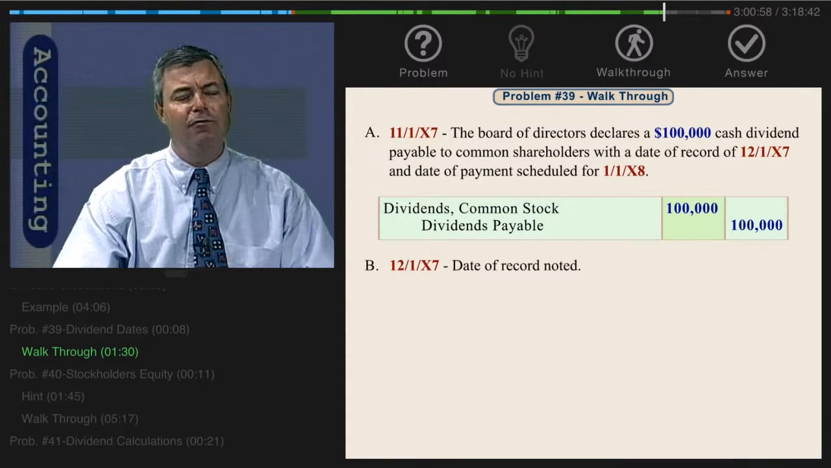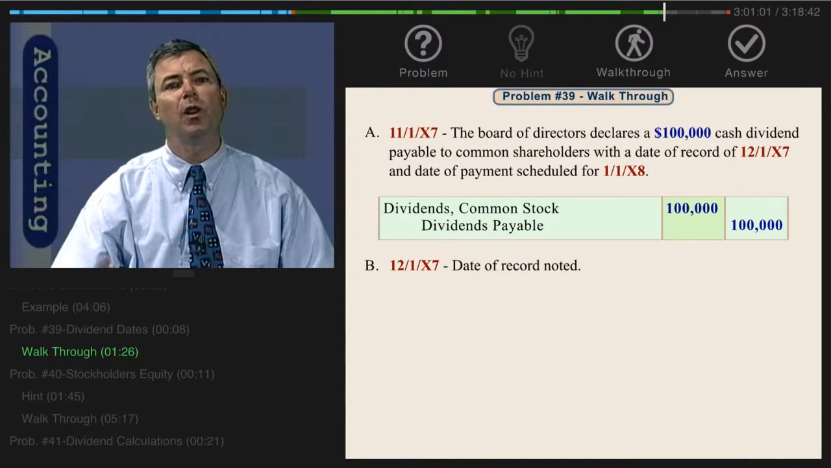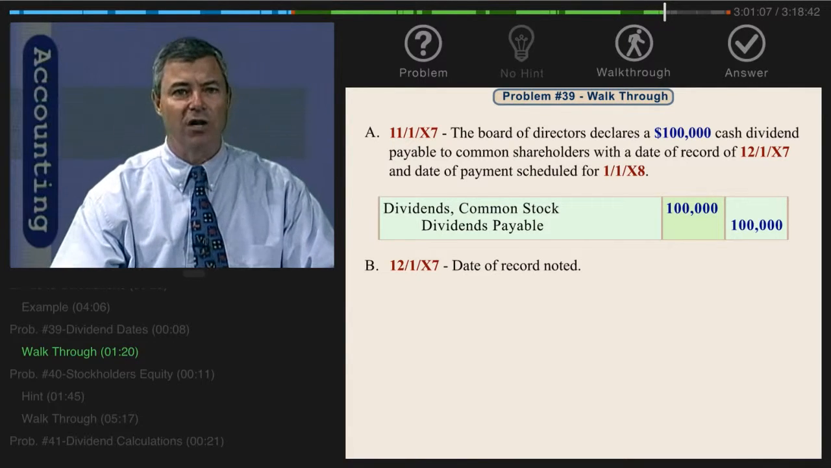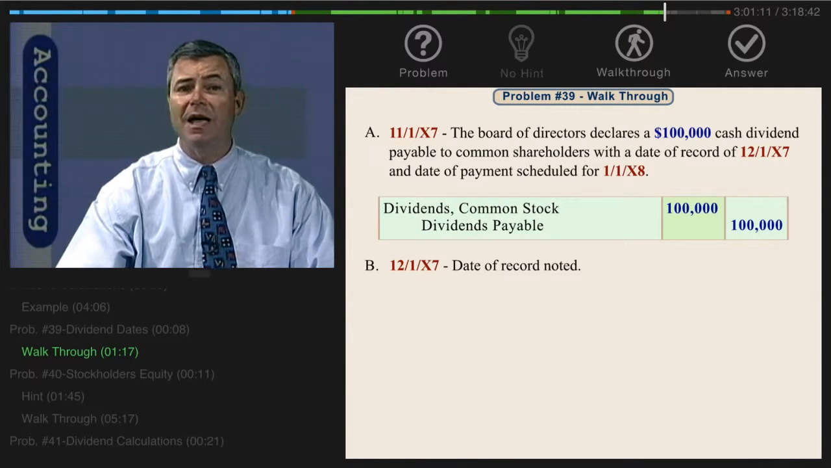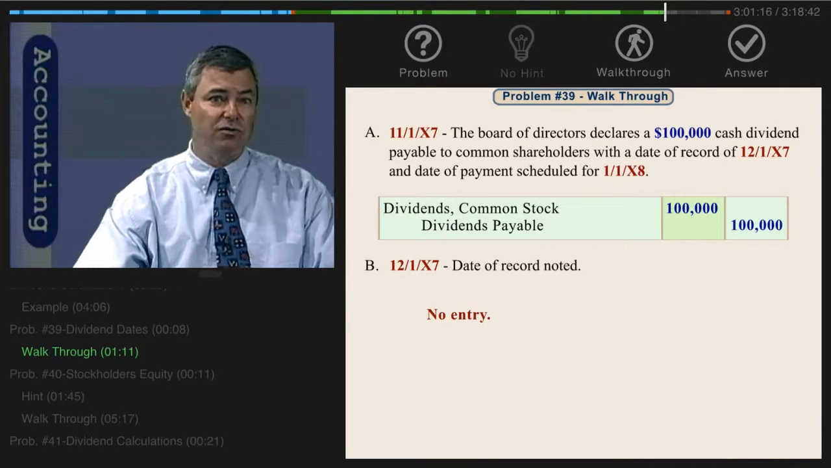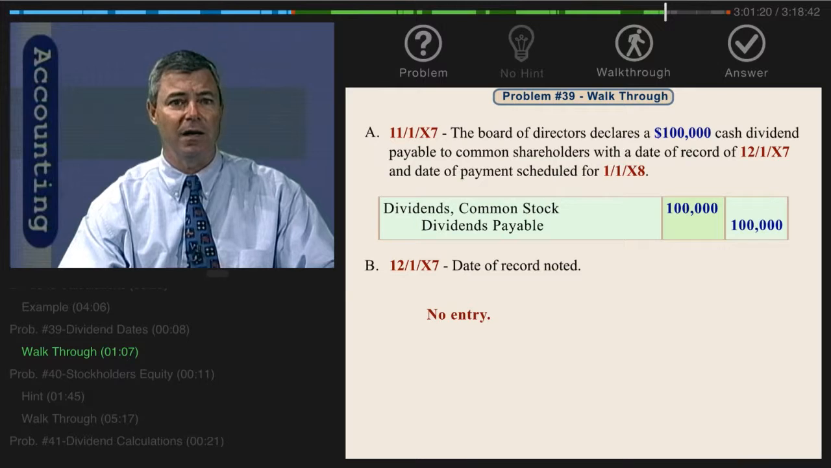The second date is the date of record. This is the date on which the ownership is established for who will actually receive the dividend on the common stock. Who owns the common stock as of the close of business on December 1st? On that date, we will make no entry. There is no additional obligation. All we're doing is identifying who we have the obligation to. We've already recorded the liability.